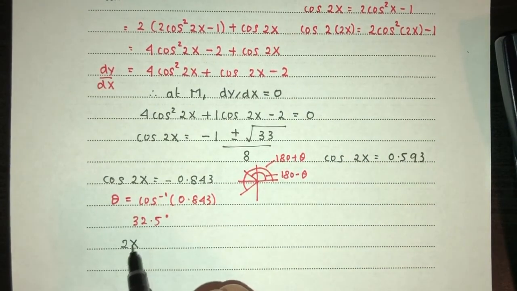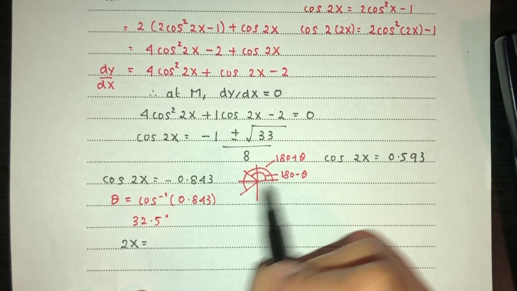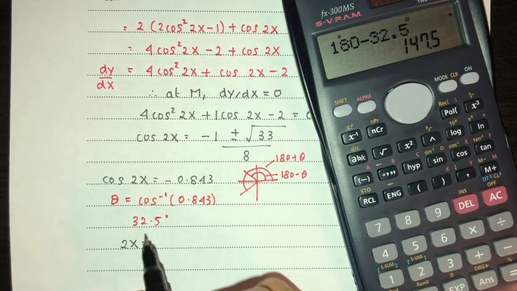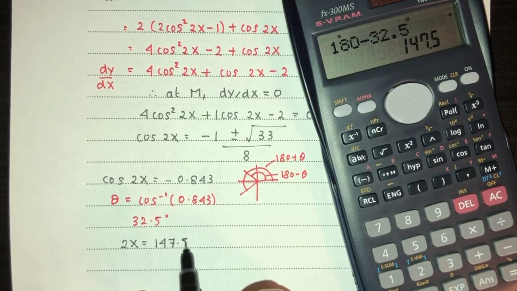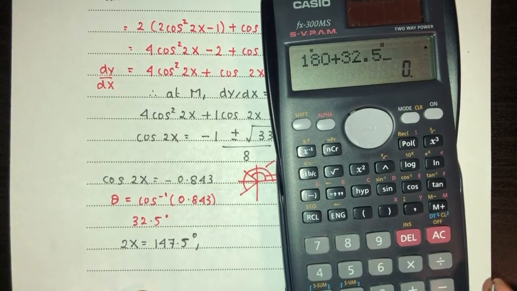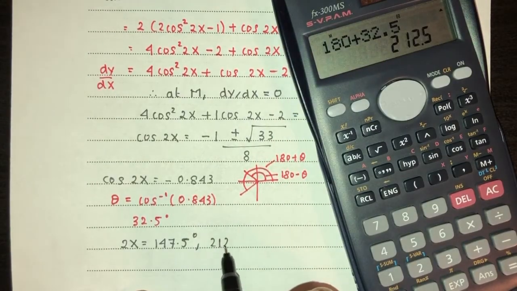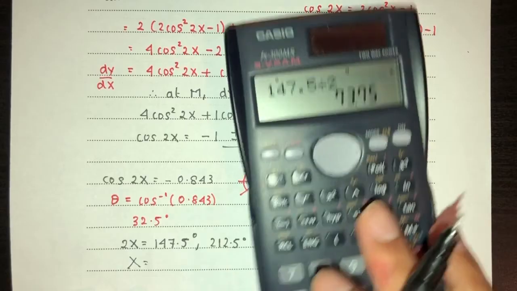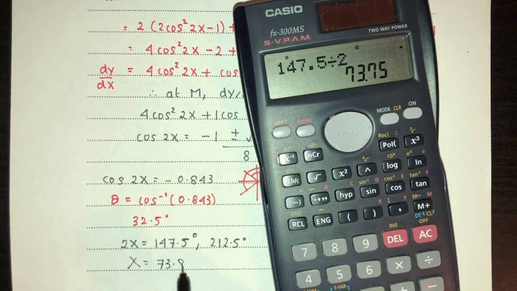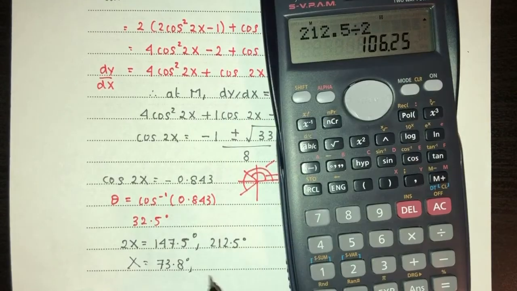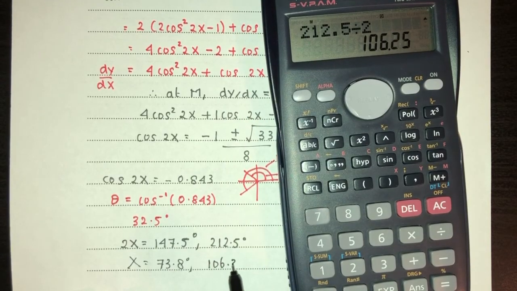Now you have to find the value of 2x, right? For 2x, you have to look at your quadrant. The first value will be 180 minus theta. So 180 minus 32.5 will be 147.5. And it can be 180 plus theta, that will be 212.5. So x will be, in turn, divided by 2: 147.5 divided by 2 will be 73.8, or 212.5 divided by 2 will be 106.3.